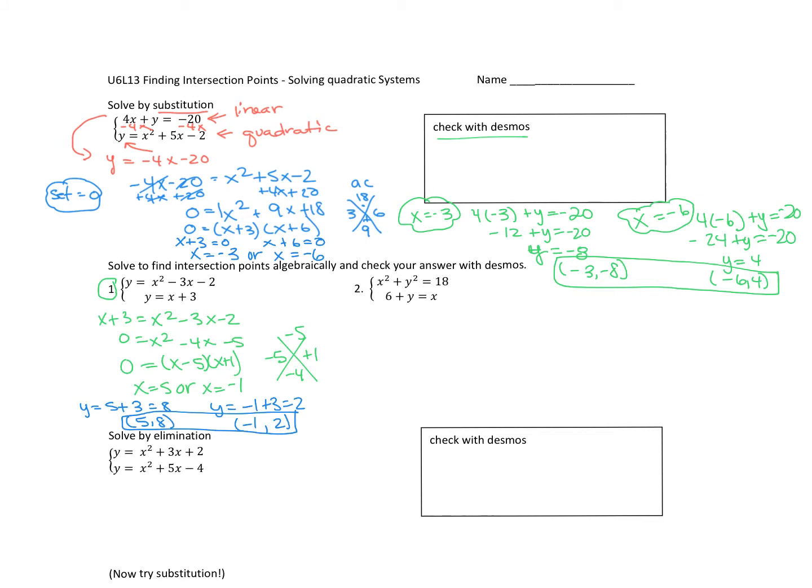So let's see how you did. Did you get 5, 8 and negative 1, 2?